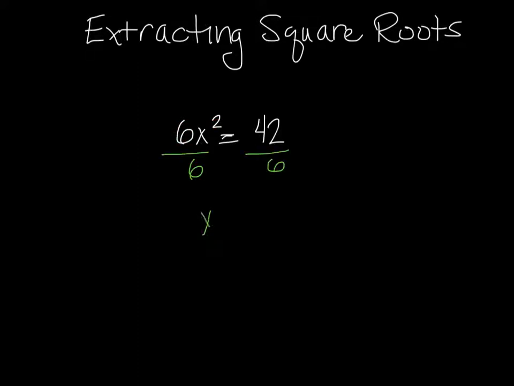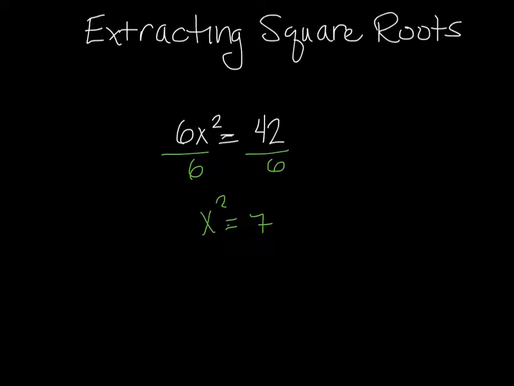Now as I divide by 6, I see that 42 is divisible by 6, I get 7. Sometimes it doesn't happen that you get a nice even number. Sometimes you get a fraction, and that's just the way it happens, especially as you get higher up in the maths. Okay, so here we have x squared equals 7. And I'm not done because I want to know what x equals.